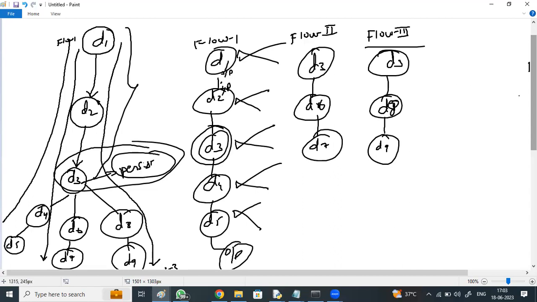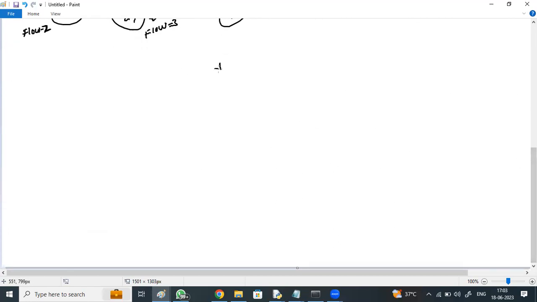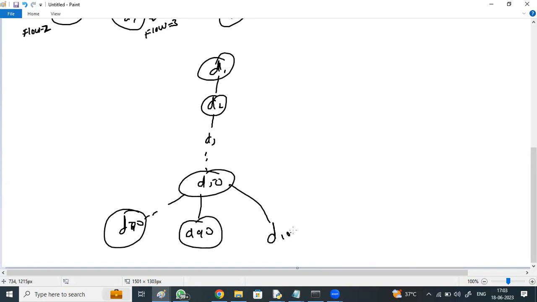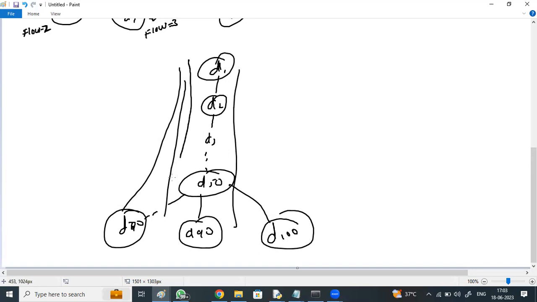So, understood? For example, D1, D2, D3, up to D50, then D70, D90, D100. There are 3 flows: first flow, second flow, third flow. Once the first flow is executed, assume the D50 output is used by multiple flows, then persist it. It means whenever the next one is ready, don't remove this D50.